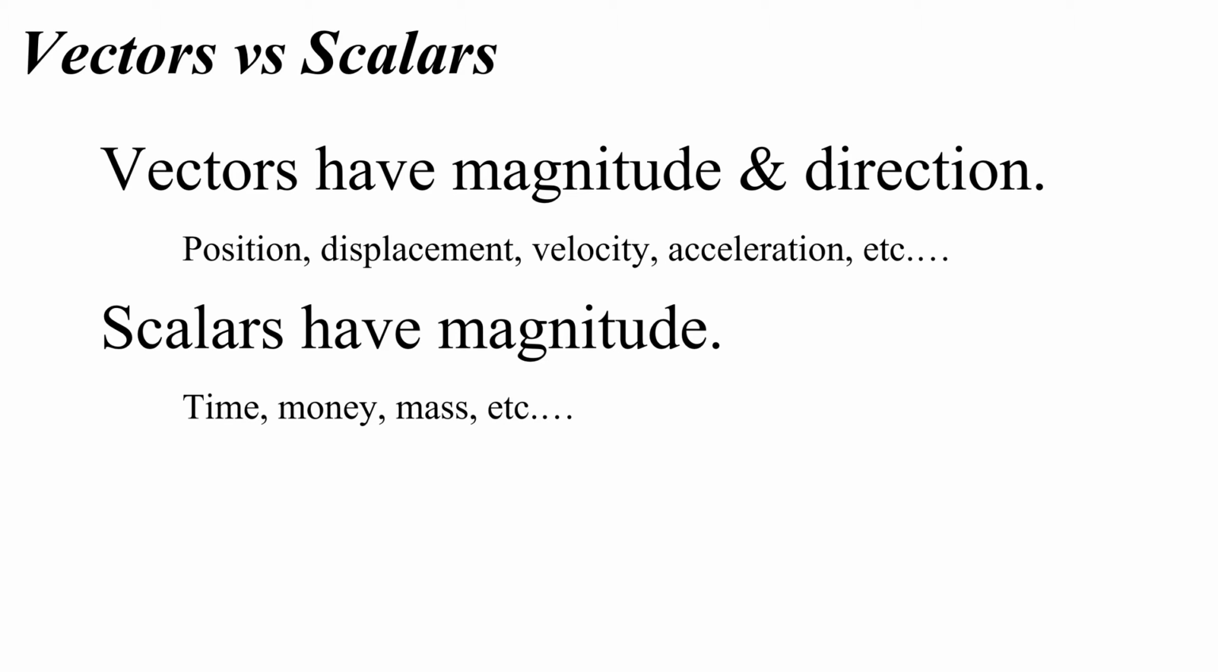In this video, we're going to talk about vectors and how to draw them. First, let's remember the difference between a vector and a scalar. A vector is anything that has magnitude and direction, like position, displacement, velocity, and accelerations. Scalars are things that only have magnitude, like time, money, and mass.